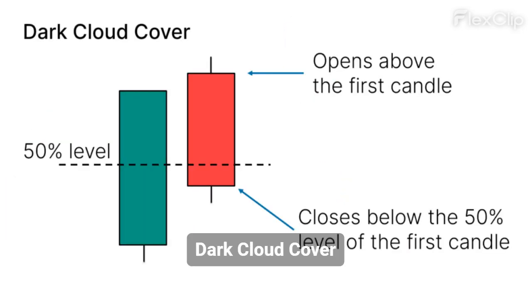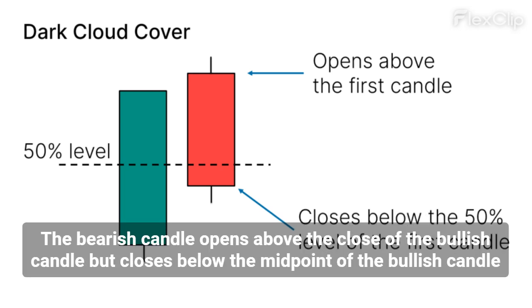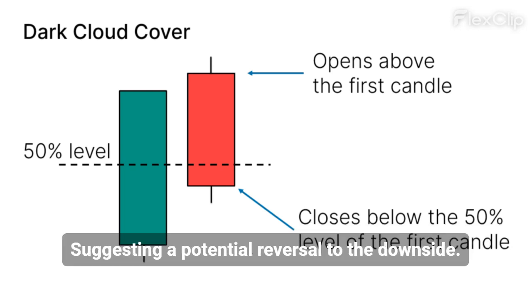Dark cloud cover and piercing line. Dark cloud cover. This is a bearish reversal pattern. It consists of two candlesticks where the first is bullish and the second is bearish. The bearish candle opens above the close of the bullish candle but closes below the midpoint of the bullish candle, suggesting a potential reversal to the downside.